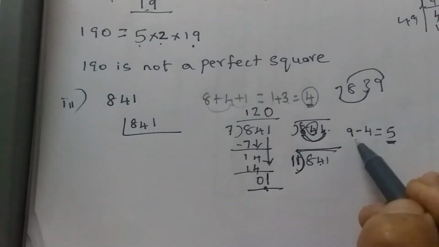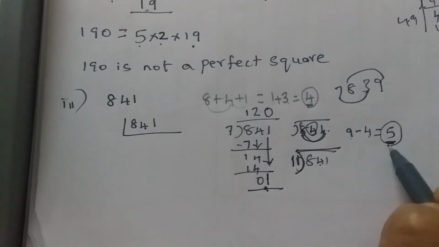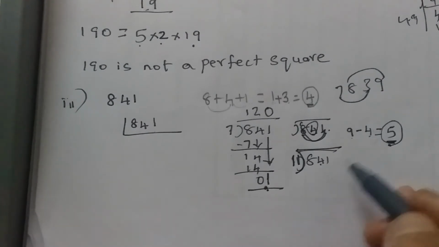And after adding them, you subtract those two answers. Then that answer should be there in the 11 tables. Then the given number is divisible by 11. So it's not divisible by 11. Then you check by 13, 17.